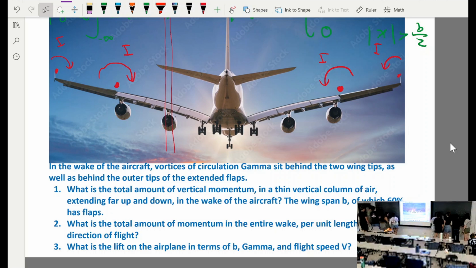So this distance is not playing a factor in the magnitude, because they're symmetric. But it'll play an effect in the second question, which is, if you come over here, what is the total amount of momentum in the entire wake? That means you have to integrate over other dimensions too, right?